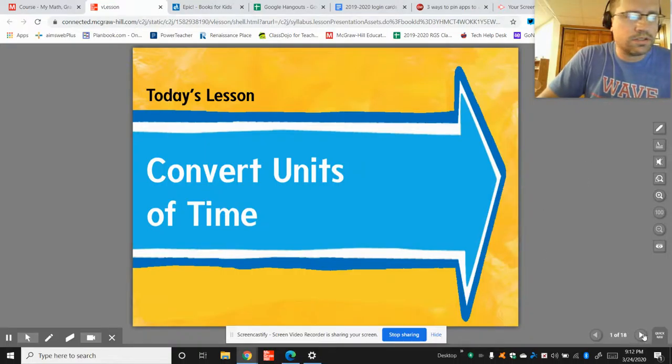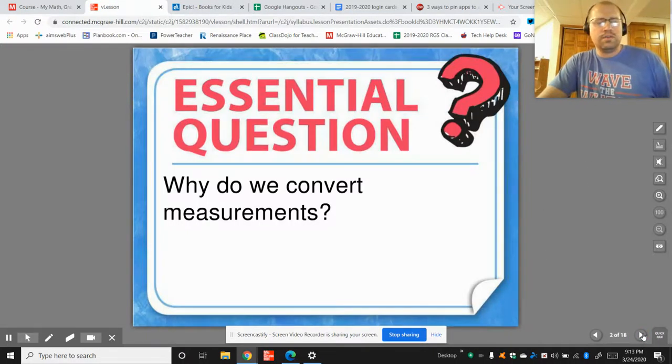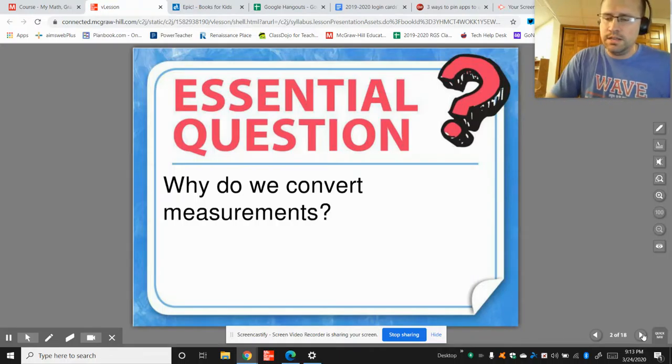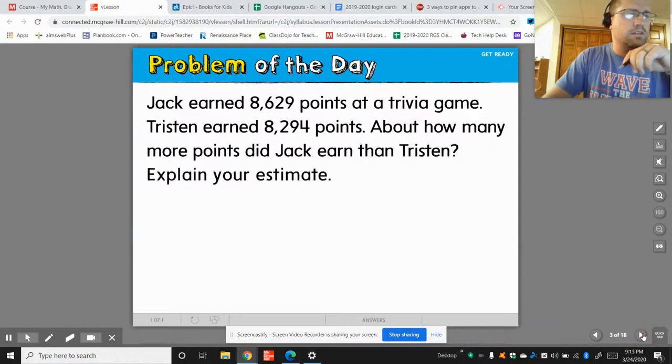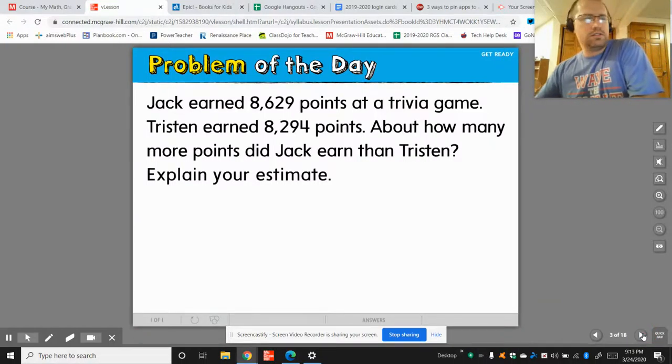So we're going to convert some units of time. We convert units of time so that way we can make the number smaller. That's the brass tacks of why we convert measurements. It's much easier for me, instead of saying 84 inches tall, to say that I'm 7 feet tall for length issues.